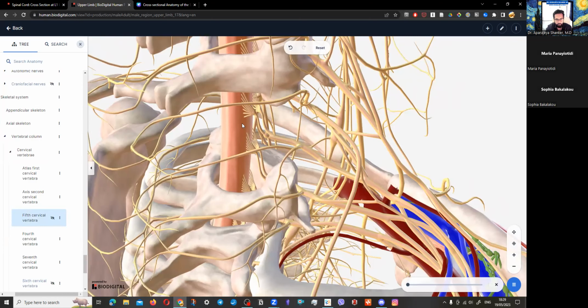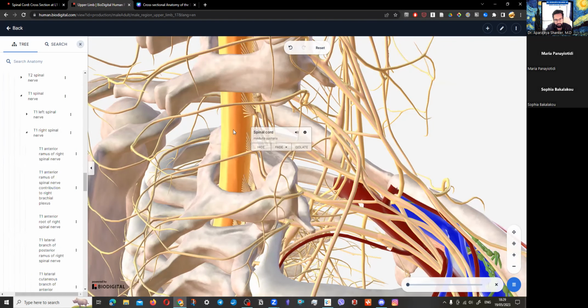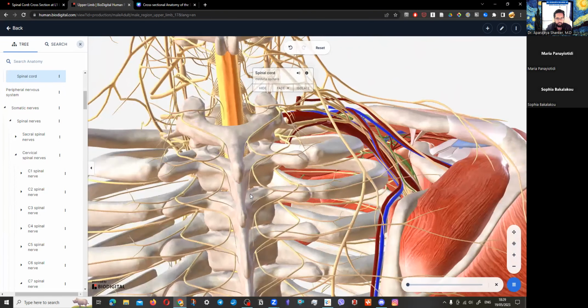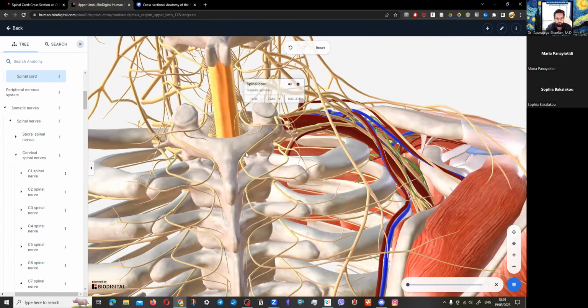So now if you identify this area here, you'll see that this is the spinal cord, right? And we are looking at the spinal cord from the back. So this is the posterior surface of the spinal cord, okay? And you see this whole tangle of nerves.